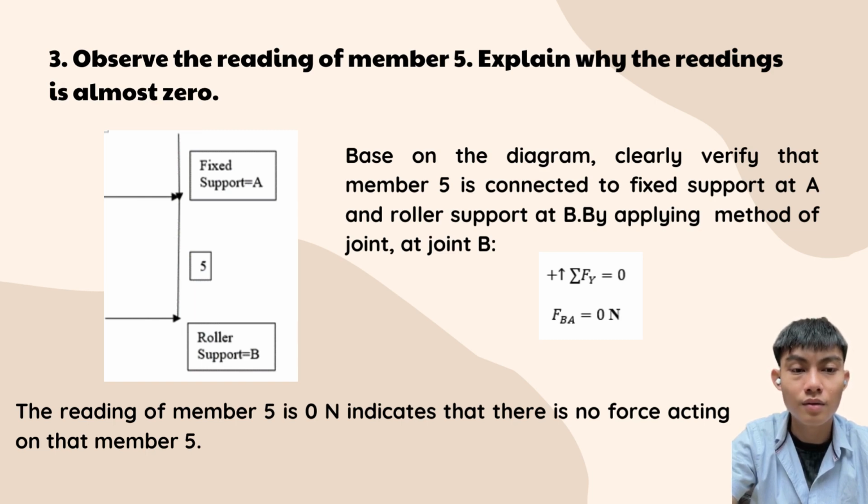That one is the simple free body diagram. We can see clearly member 5 is connected to the fixed support at A and the roller support at B. So based on the diagram, we can verify that member 5 is connected. By applying the method of joints, we calculate the structural analysis at joint B. The vertical force acting is 0, so the force FBA is 0 newtons. So member 5 is a zero force member.